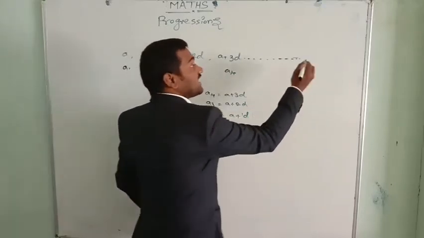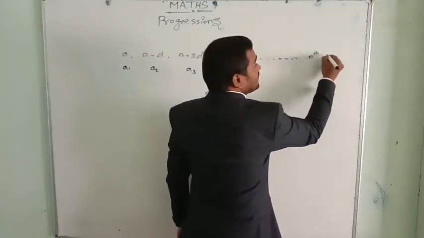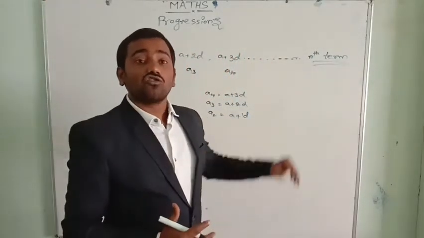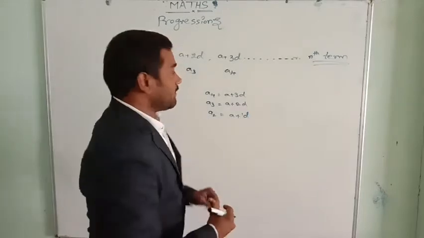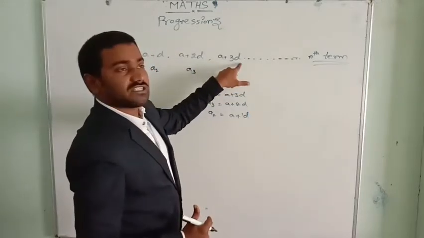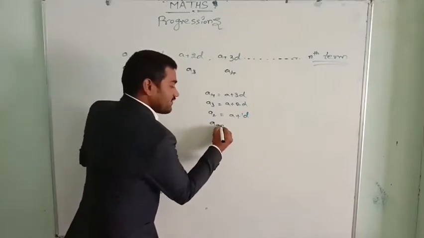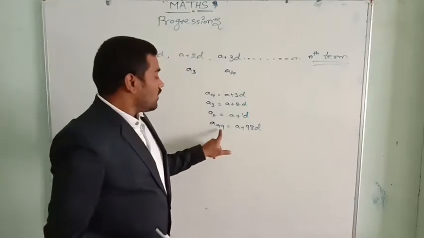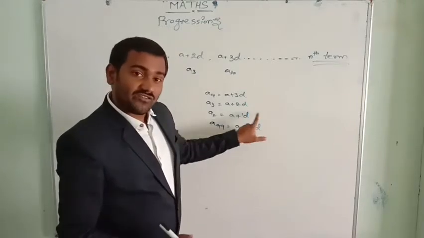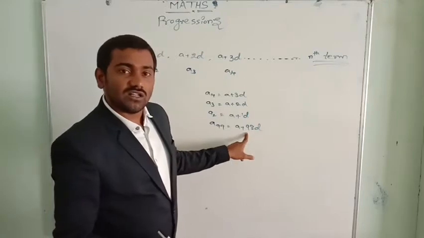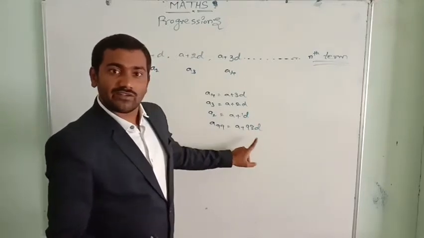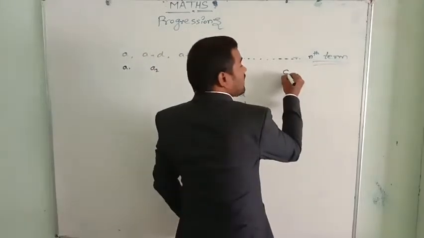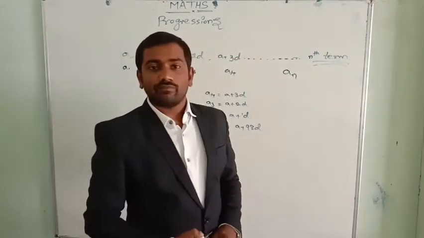Then what is the nth term? If there are n terms, how do we find the nth term? See, a4 is a plus 3d, and a99 is a plus 98d, as we have already done. The number of the term and the multiple of the difference: you see, it is 1 less than this. If it is 99, you will get 98. In the same way, we can find the nth term. The nth term is denoted by an.